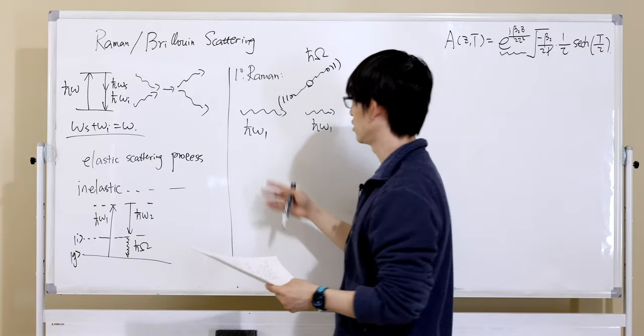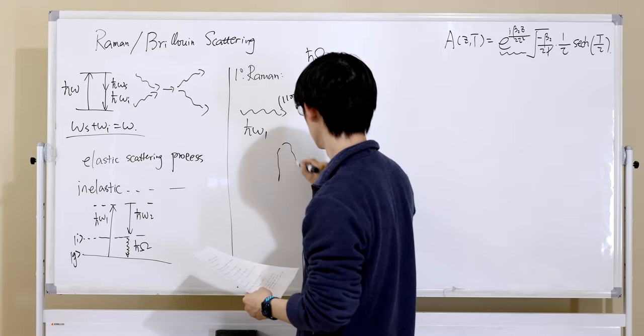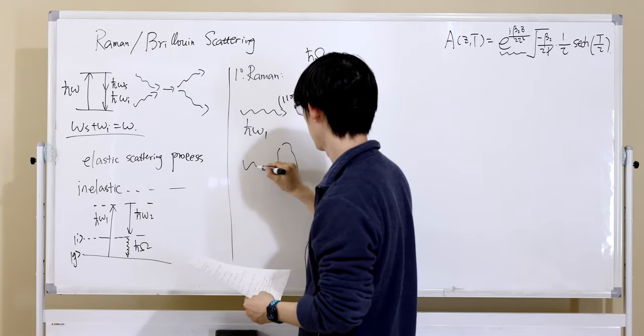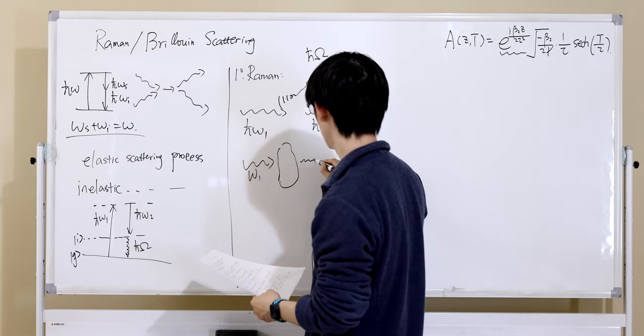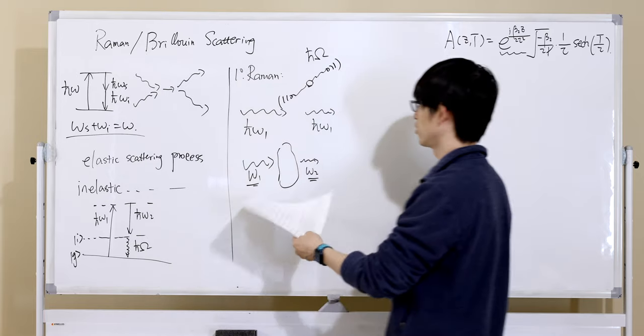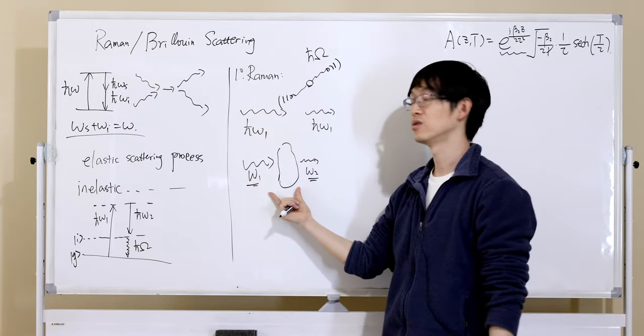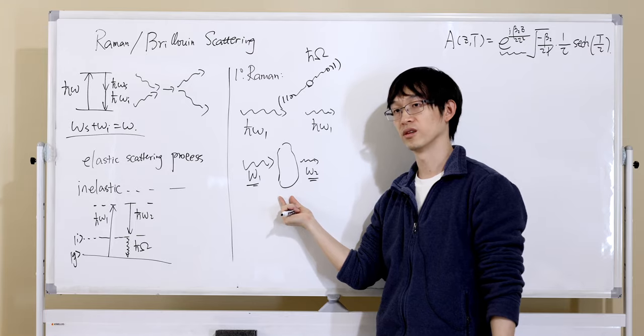And then in the experiment, what you can do is shine light, for example, on a piece of media at frequency omega. And then you measure the output light, and see what frequency components it has. And you can use the frequency difference to determine the components of your material.